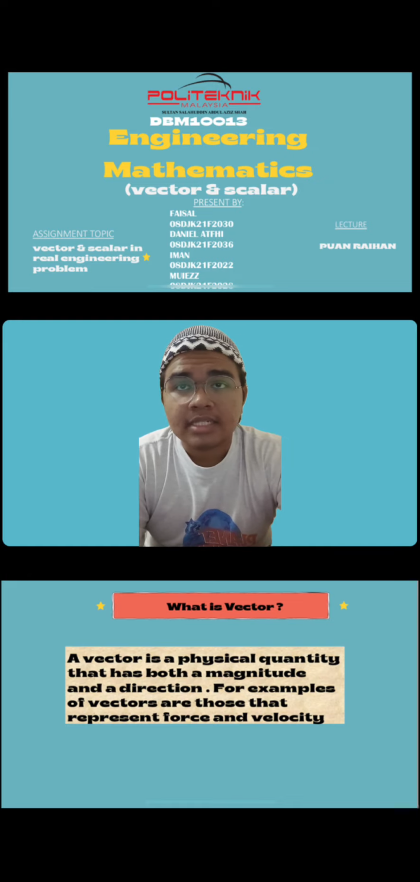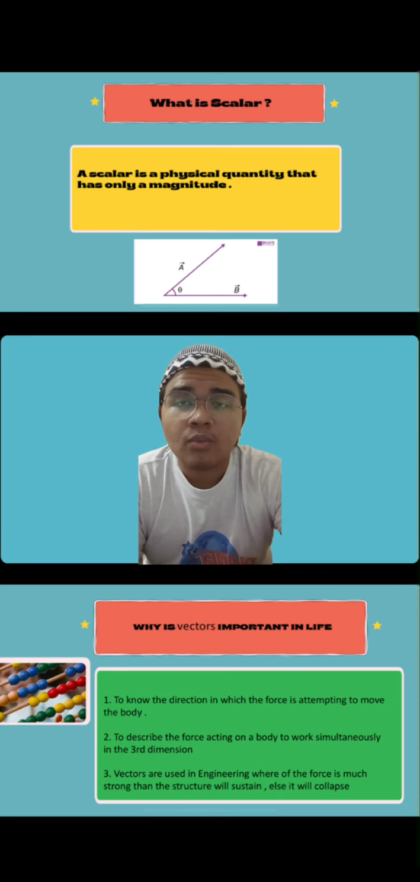What is a vector? A vector is a physical quantity that has both a magnitude and a direction. Examples of vectors are those that represent force and velocity. And what is a scalar? A scalar is a physical quantity that has only a magnitude.